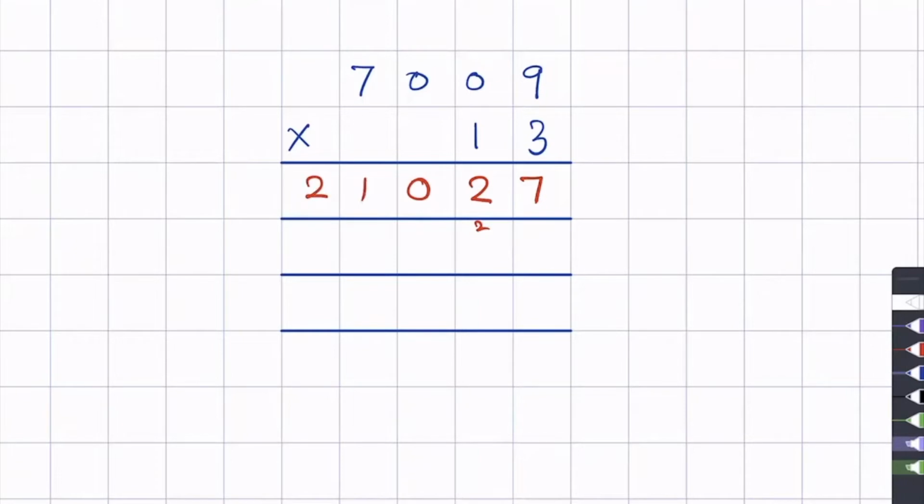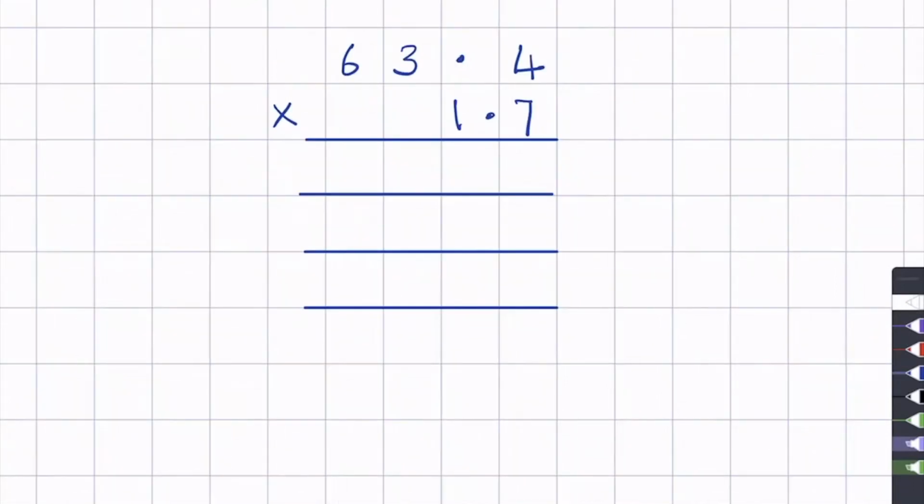Move to a new number, the 1, and then we move to a new line, start with a 0, 1 times 9, 1 times 0, 1 times 0, 1 times 7. That gives us 7, 11, that gives us 1 there, 1, and a 9, and that's the answer that you should have got. Now let's take a look at decimal multiplication.